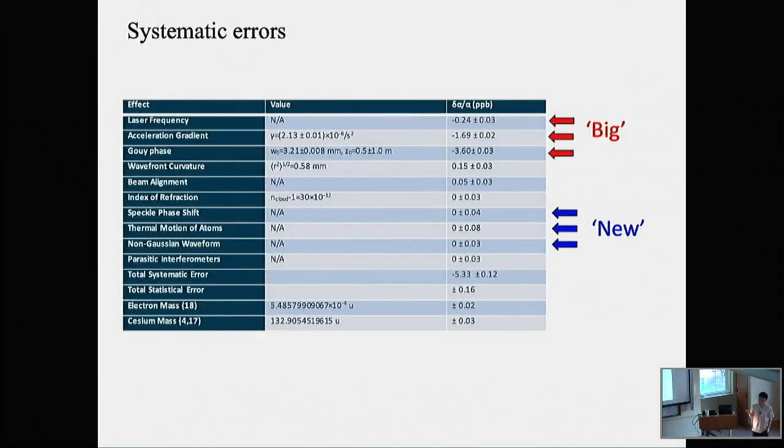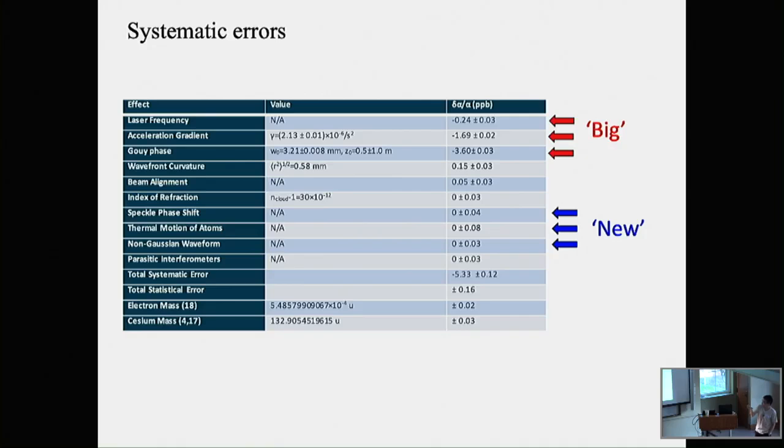But in terms of experiments, I think what we can do is to keep pushing the accuracy. So maybe one day this 4 sigma deviation will be resolved, or maybe we can confirm there's really a 4 sigma deviation. So how do we increase the accuracy? I'm showing a table of systematic errors we checked before for our measurement.